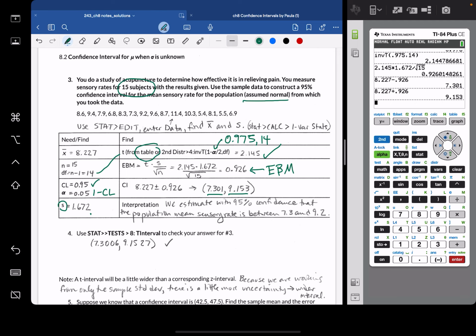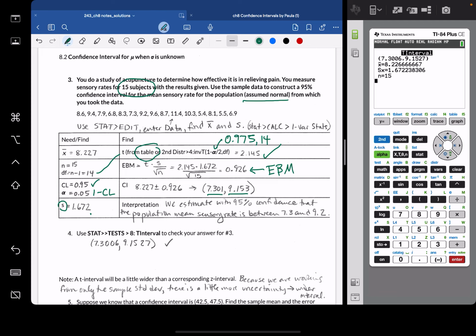And I'm going to show you how to do this process again. So we're going to check this using stat tests t interval, enter. This time we have data, so we can just point the calculator to L1. Frequency is 1. I'm going to leave that alone. Each data value has a frequency of 1. Our confidence level is 0.95. And let's just see what it calculates.